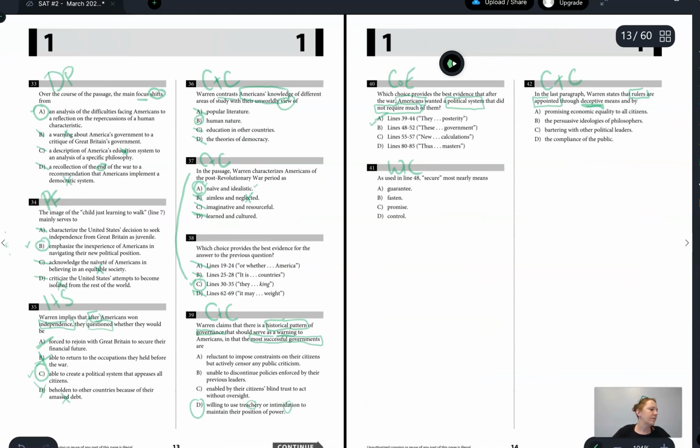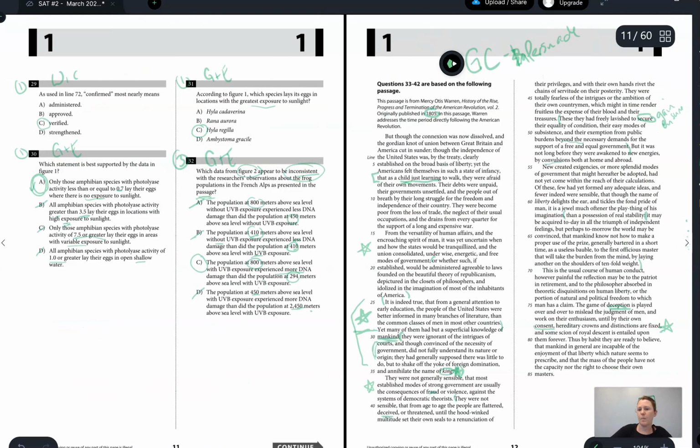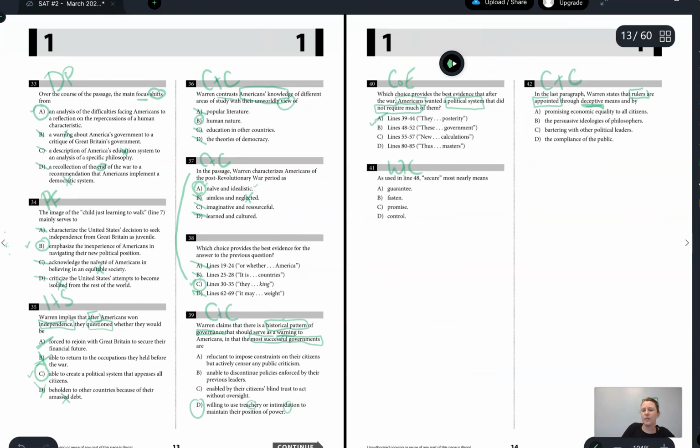C is line 55 through 57. New created exigencies or more splendid modes of government that might hereafter be adopted had not yet come within the reach of their calculations. So it does mention government, but it just kind of says that other things are not yet available to them. So I don't think that talks about us not wanting to do much. 80 through 85.